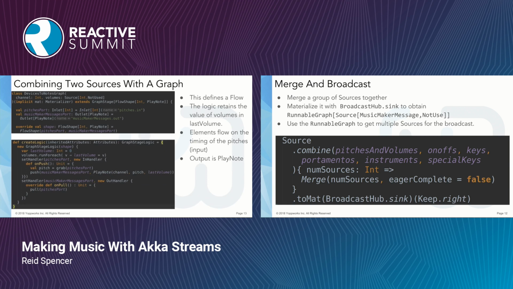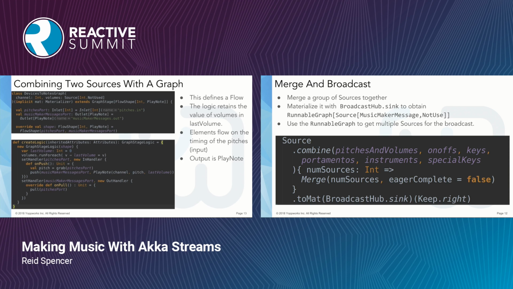Okay, now we're really going to go for it because this part's a bit tricky. So we want to combine two sources with the graph. What this does is combines the volumes and the pitches together. Remember, the pitches were being generated at a rate of the mouse events were being collected at a rate of 1 every millisecond. And then they were being mapped into the pitch, just an integer for the pitch, so that MIDI knows which pitch to play.